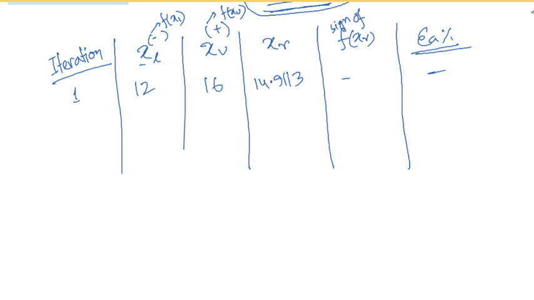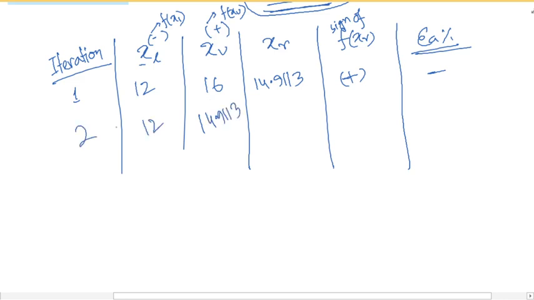Now I will be calculating the value of FXL and FX. In the second iteration, I will be watching whether I'll have to replace it with positive one or negative one. So from our calculation, we'll be getting this value is positive. So it will be replacing this one, 14.9113, and this 12 in the second iteration.